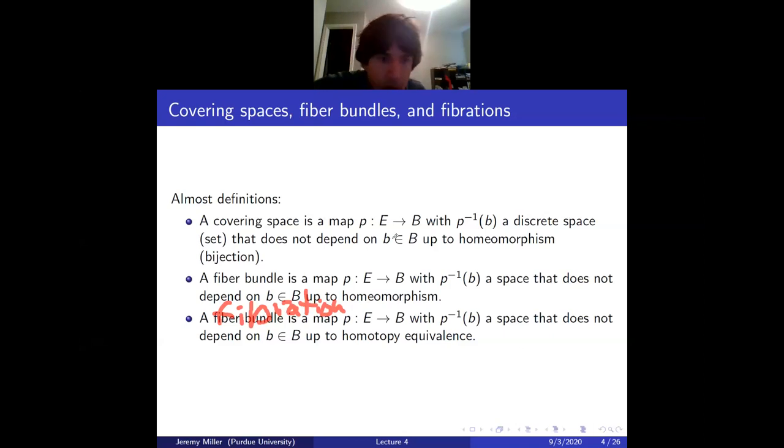Okay, great. And then a fibration is a generalization of a fiber bundle, and now the fibers can change, but they don't change up to homotopy. Up to homeomorphism, the fibers can be different, but up to homotopy, all the fibers are the same. And this is not quite the definition, but it is a heuristic for what you should think these types of maps are.